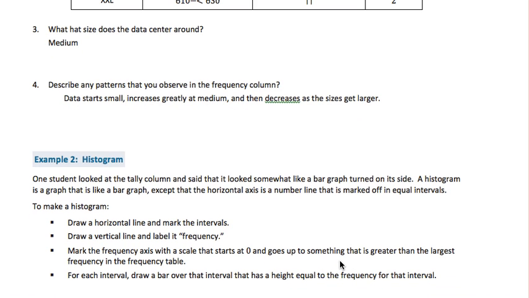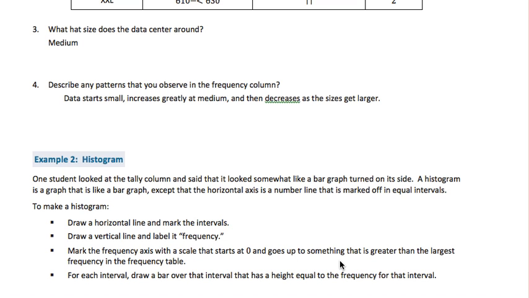One student looked at the tally column and said that it looked somewhat like a bar graph turned on its side. A histogram is a graph that is like a bar graph, except that the horizontal axis is a number line that is marked off in equal intervals.